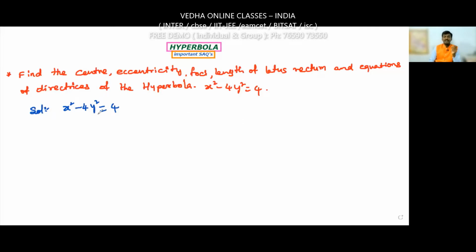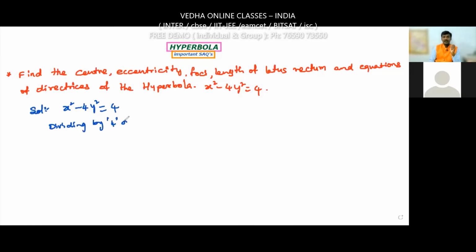x square minus 4y square is equal to 4. Now, whatever the constant we have on the right side, divide by that constant, dividing by 4 on both sides. So that means x square by 4 minus 4y square by 4 is equal to 4 by 4.